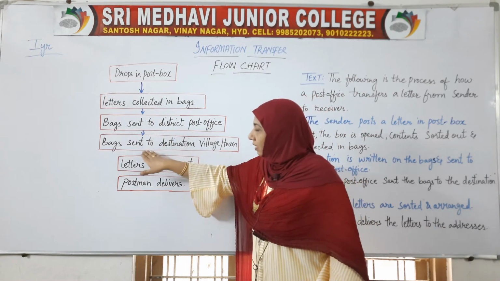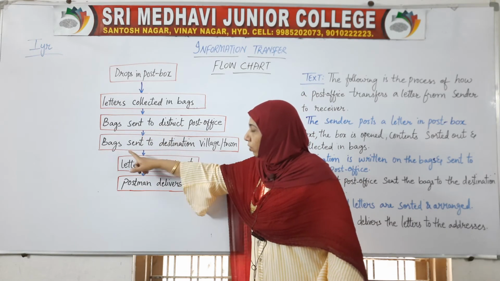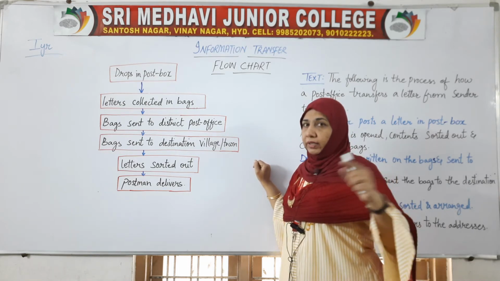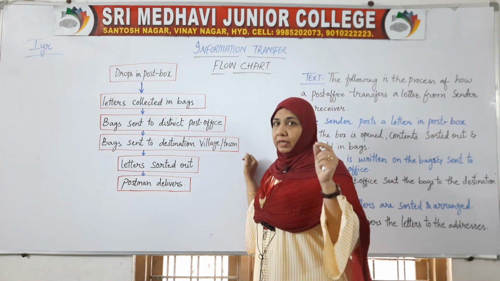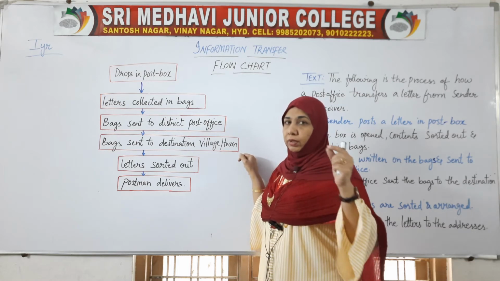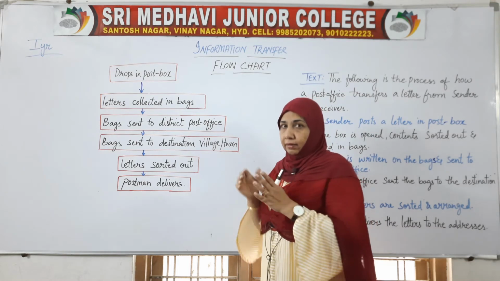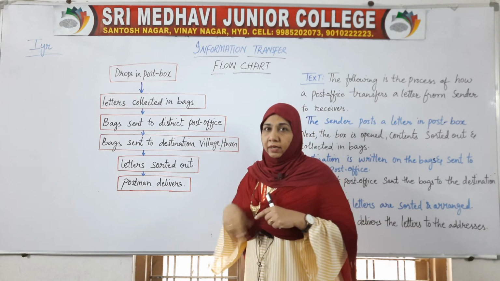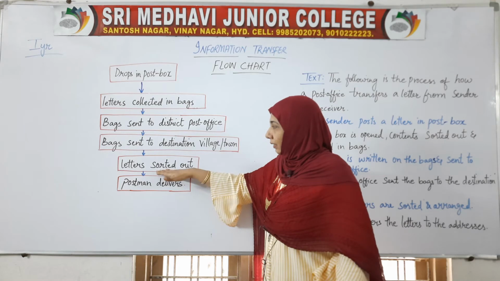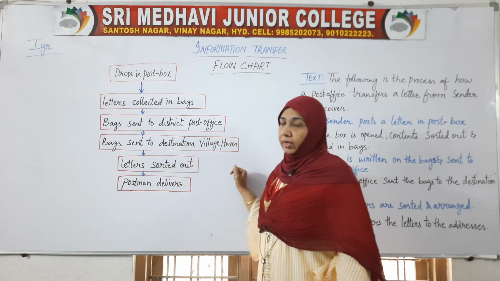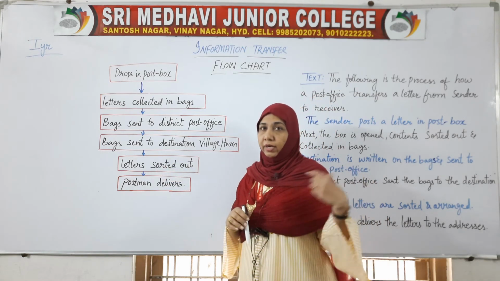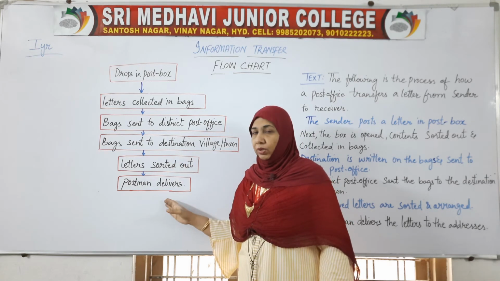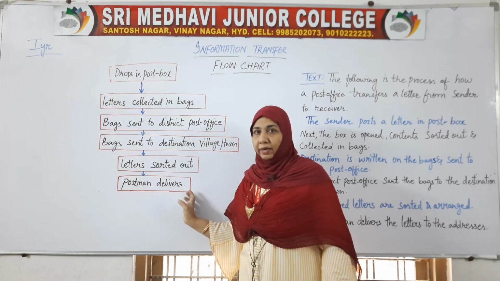Then the next step is, from the district post office, bags sent to the destination village or town. The district post office definitely sends them to the related village or town or post office, wherever it is written on the bags, whatever destination is written, they send it that side. Then there, letters are sorted out, as we have read here, sorted and arranged. So again the letters are sorted out, and they are given to the postman for delivery.